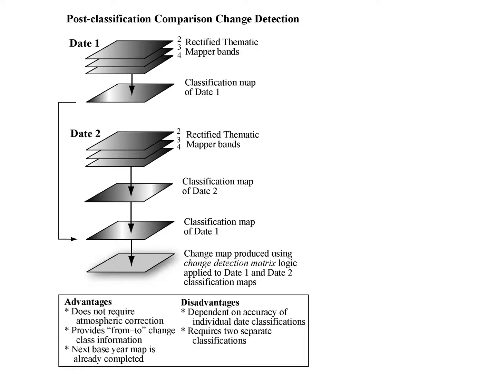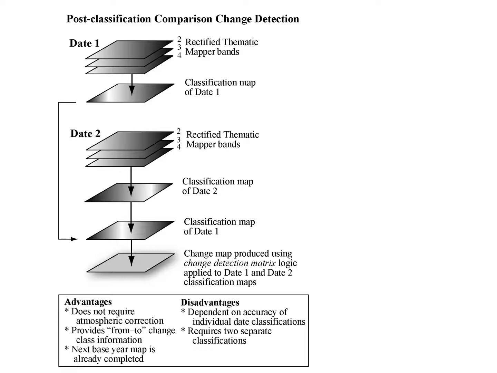So let's take a look at what we're talking about here. For example, date 1, you've got bands 2, 3, and 4. They're rectified thematic mapper bands. You combine that together, you get this classification map for date 1. Then you go over to date 2, you've got images 2, 3, and 4. You rectify the thematic mapper bands to make sure everything lines up. You do a new classification at the second date, and you end up with the classification map of date number 2. You then bring down your date number 1, and then you do a change detection, and basically it uses this logic that says it should be the same in 1 as it is in 2, and it determines whether or not it is.